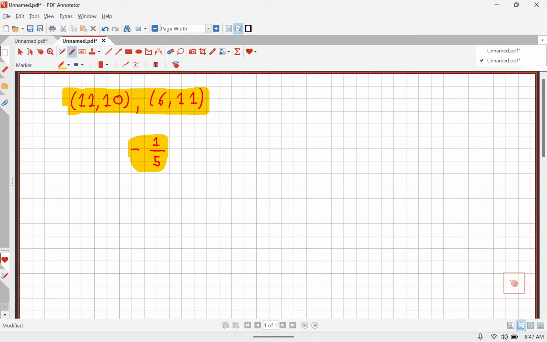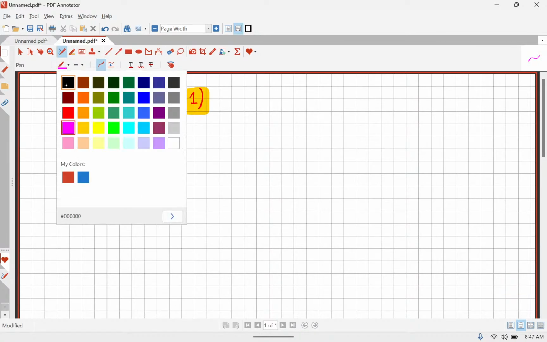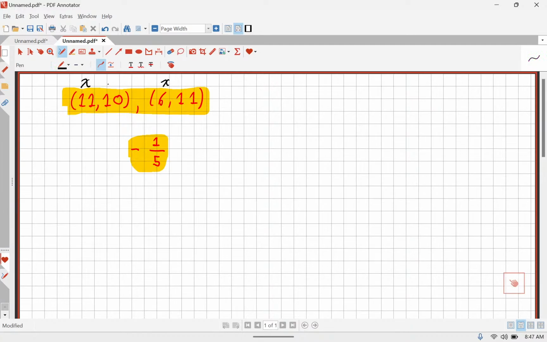So does anyone remember, how did I come up with a 1 and a 5 from this situation? How did I come up with those numbers at all? Yes, Aquara. Yeah, I just subtracted, right? So you'll remember, hopefully, that your x values are these first numbers, and your y values are these second numbers. So if you do change in y over change in x, that's your y value subtracted over your x value subtracted. 11 minus 6. 10 minus 11 is negative 1. 11 minus 6 is 5. That's how you can get negative 1/5.